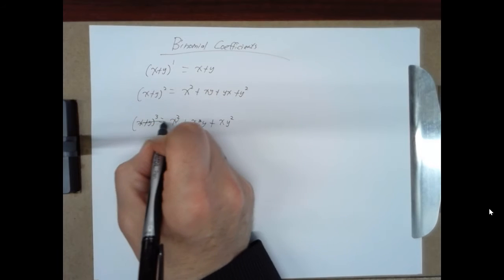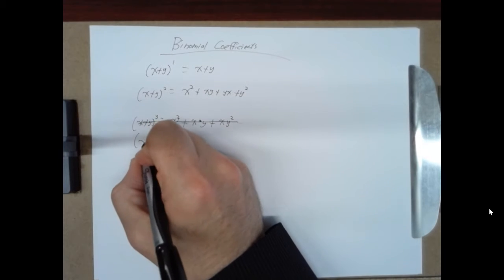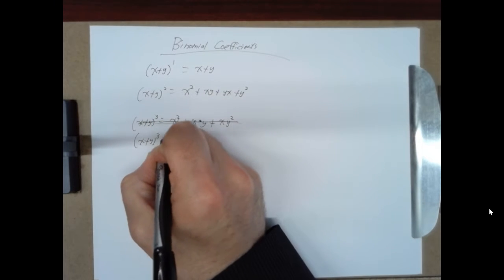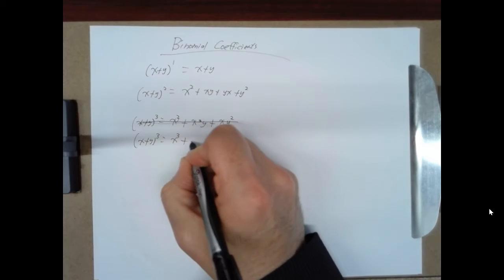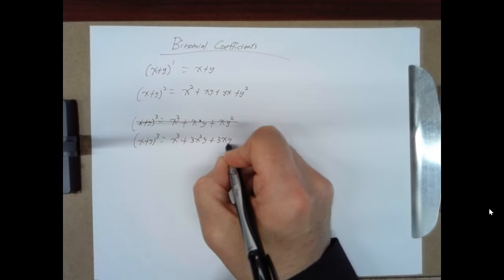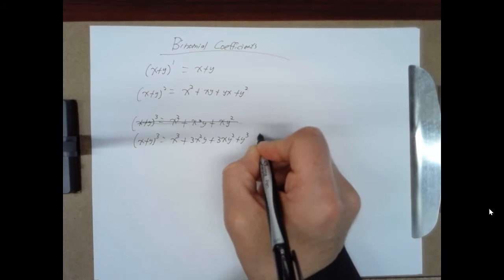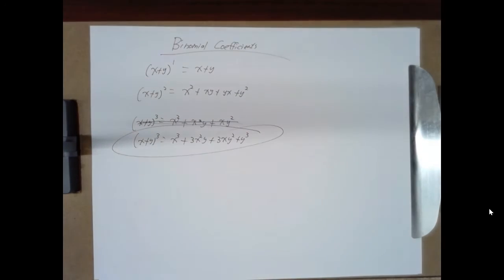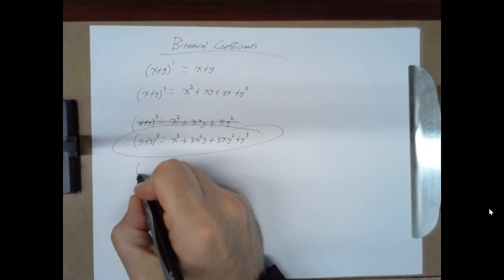Let me not do that. All right, let me just show you what it is. But how do we get this systematically? So you know how to FOIL, right? First, outer, inner, last. So let's write this out.